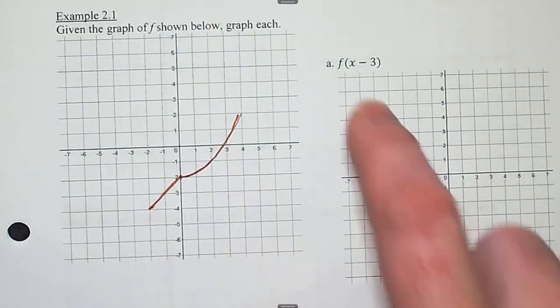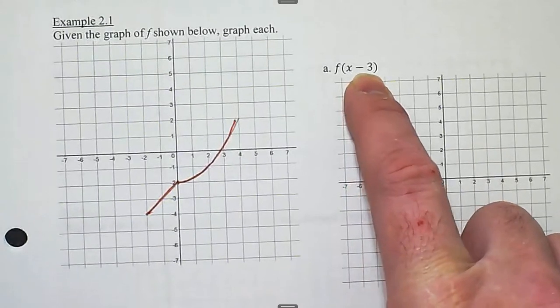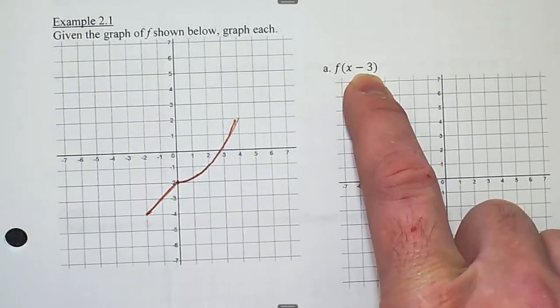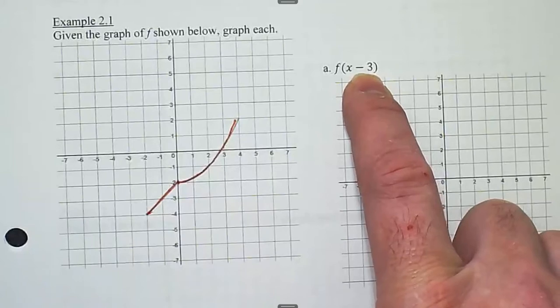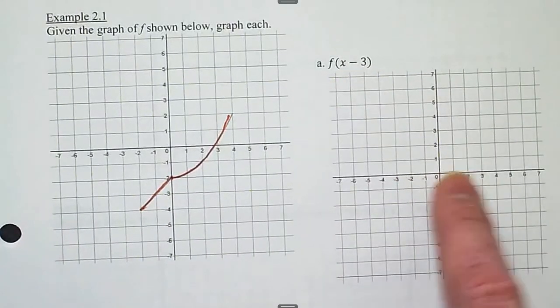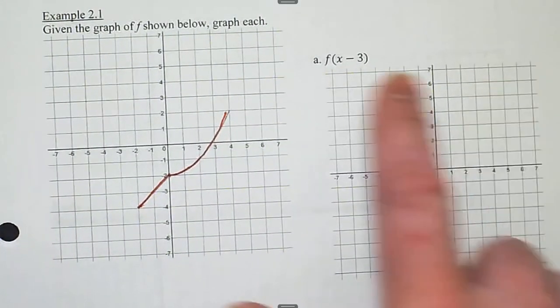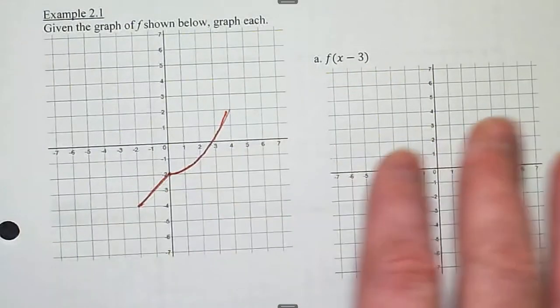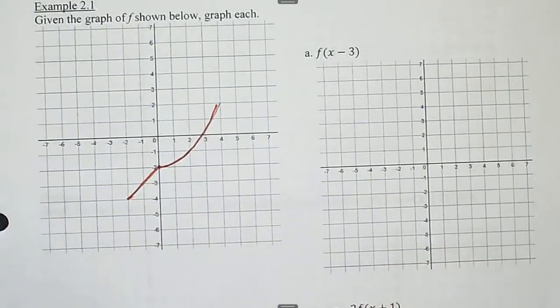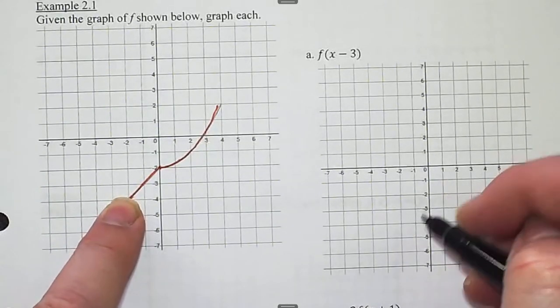Well, f of x minus 3, since the minus 3 is on the inside, and as we always joke, insiders lie, this is going to shift 3 to the right. Remember, inside the parentheses is left and right, but it's backwards of what you think. So we're going to move every point from here 3 to the right.